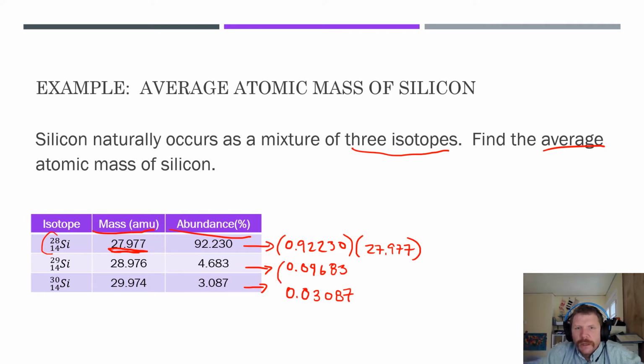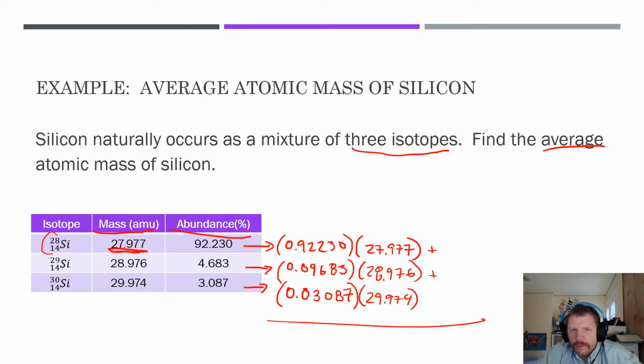So I want to take that decimal abundance and multiply it by that mass in atomic mass units. Then I want to do the same thing with 28.976, and with this last isotope, which is 29.974. And I'm going to say plus, plus, and then equals. So I'll punch into my calculator, which is right here, lo and behold.